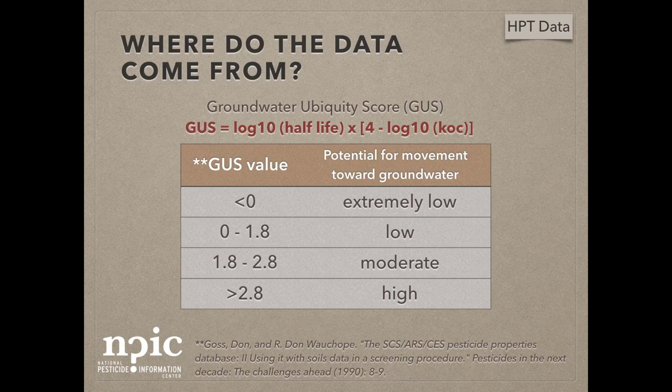And if we found both half-life and KOC for an herbicide, but the soil type was unlisted or unknown, we would still go ahead and calculate a GUS value for the ingredient, but the soil type would be reported as unknown.